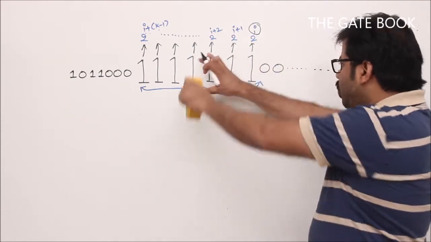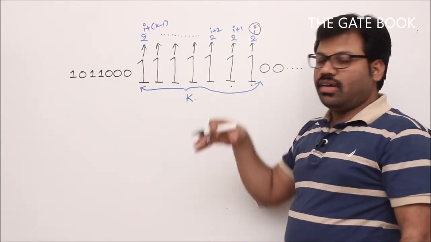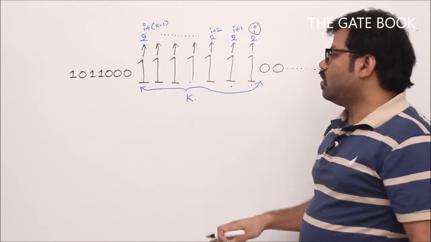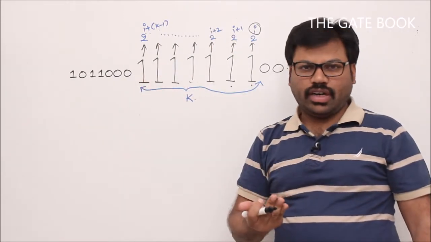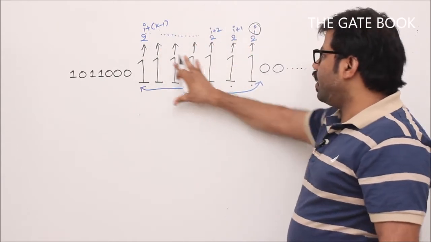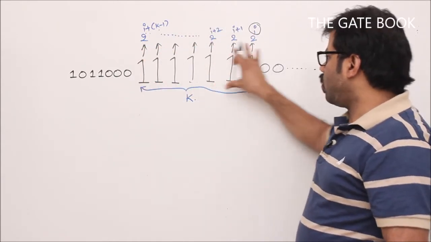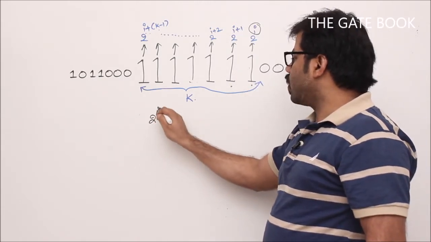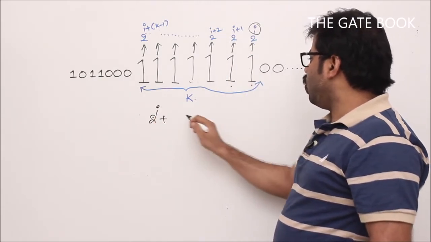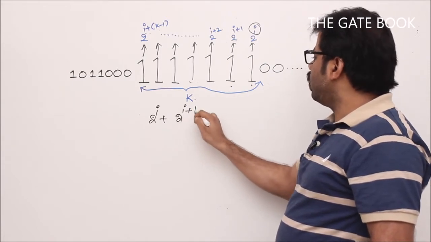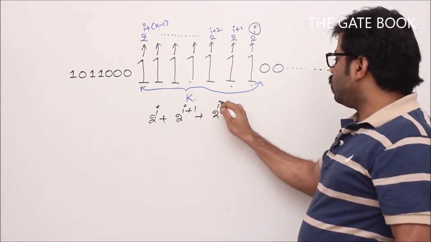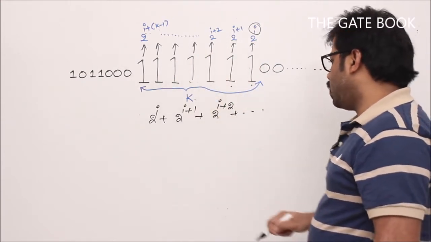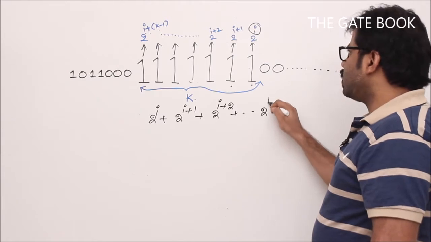Now in this entire binary pattern, I would like to know the decimal value of this weightage. Every bit gives some value. So what is the value attained by this block? That is nothing but 2 power i into 1, plus 2 power i plus 1 into 1, plus 2 power i plus 2, and so on. This is the value obtained by this block of ones, up to 2 power i plus k minus 1.